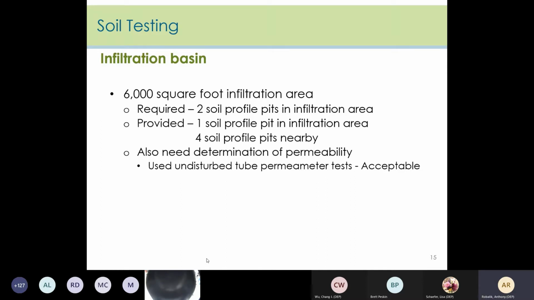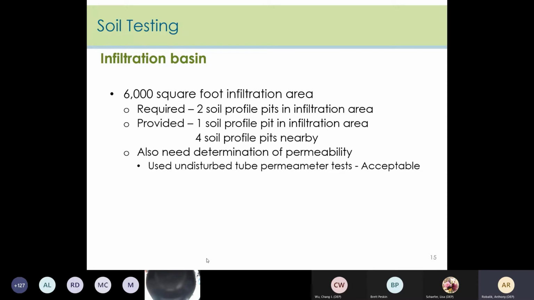What was actually provided was only 1 soil profile pit in the infiltration area of the basin. But they did complete an additional 4 soil profile pits that were very near the basin, just surrounding it. That probably comes down to them performing the soil testing before they found the exact location where the basin was going to be. But that doesn't really meet the standard. So it depends on the situation, of course. You have to use some judgment in these cases, but you have to look at the soil profile pits to see if it's worth asking them to do more.